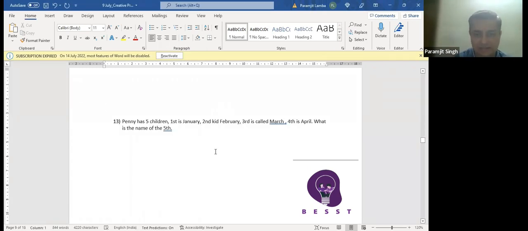Penny has 5 children. First is January, second is February, third is March, fourth is April. What is the name of the fifth? Vilakshya has said May, Khushi has said May, Divan says May, Vikramaditya says May.